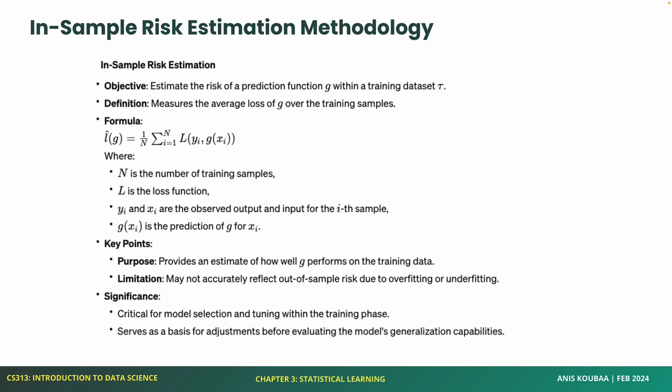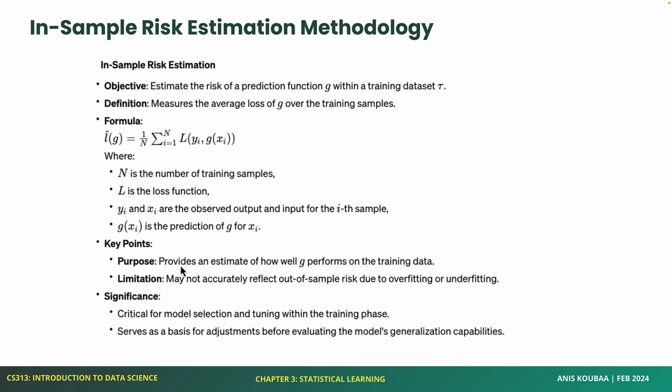The idea here, and we talked about this several times, especially with cross-validation, is to estimate the in-sample risk. This means we estimate the risk of a prediction function within a training data set tau. So we're going to train on several types of data from the data set. We take different data sets, and for each we compute the average loss, and finally we average among all of this. This is an empirical estimated generalization risk for the function j, where n is the number of training samples, L is the loss function, and X and Y are the observations.